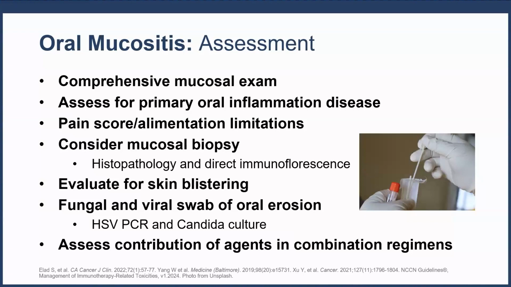With assessment, we want to completely assess the mucosal cavity, assess for any primary oral inflammatory disease that might have pre-existed, pain score or alimentation limitations. So any of those baselines, just understanding how bad the pain is right now, and whether the patient can swallow. Getting the severity down pat is what we need to grade it appropriately. We may consider a mucosal biopsy because often we don't understand what's going on in oral mucositis, especially with ICI therapy. Looking for any skin blistering that would signal any other skin disorder.